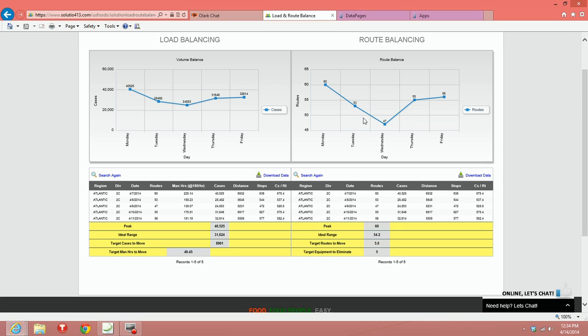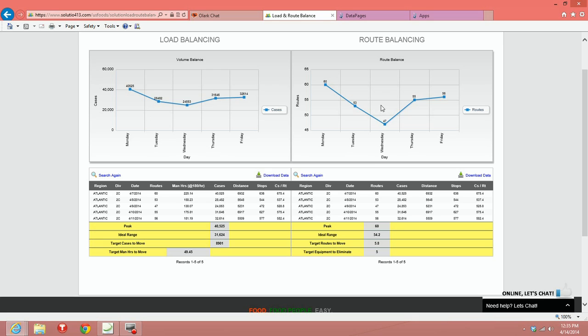If we move to the right and take a look at route balancing, the graph reads the same way, only here each of these numbers for each day of the week represents the number of routes that are being dispatched. In this example, our peak day is Monday with 60 routes being dispatched, and our lowest day is Wednesday again with just 47 routes being dispatched. By averaging each of these across each day of the week, our ideal range is 54 routes per day.